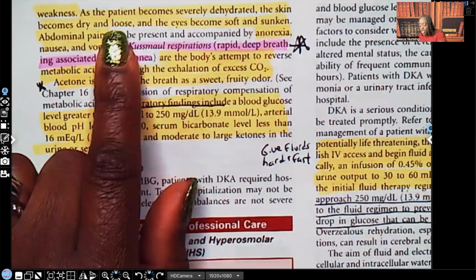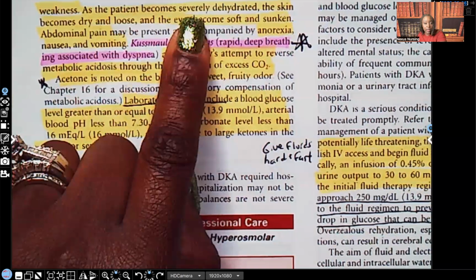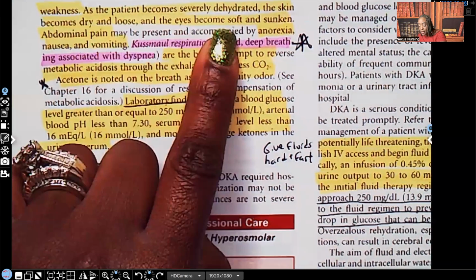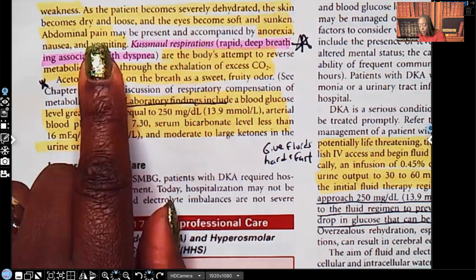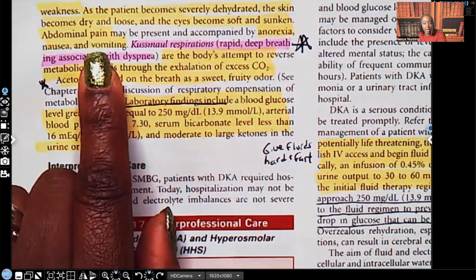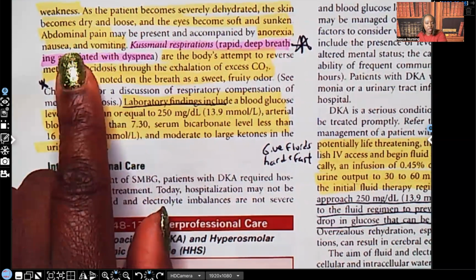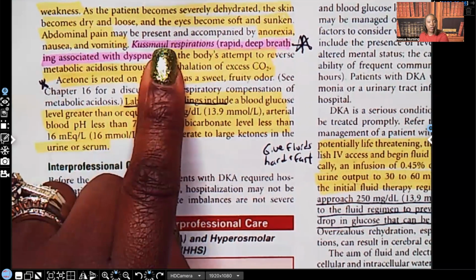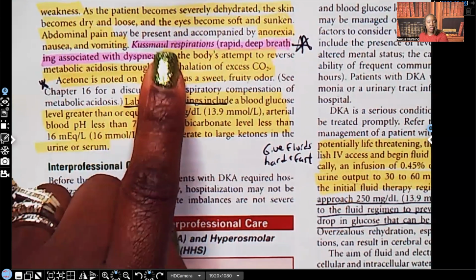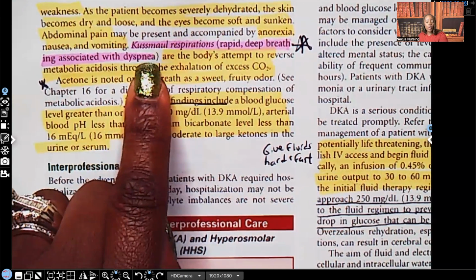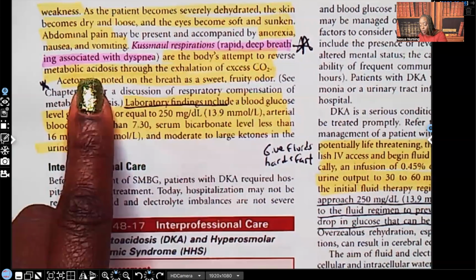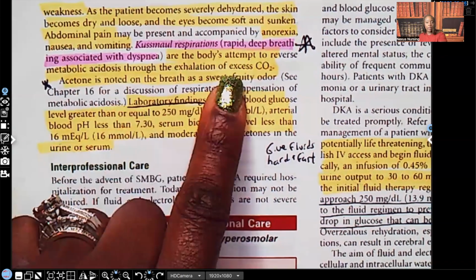Weakness. As the patient becomes severely dehydrated, the skin becomes dry and loose, the eyes become soft and sunken. Abdominal pain can be present and accompanied by anorexia, they don't want to eat, nausea, vomiting. Kussmaul's respiration, those are the deep, rapid breathing that's associated with dyspnea. Kussmaul respirations are the body's attempt to reverse metabolic acidosis through exhalation of excess CO2.